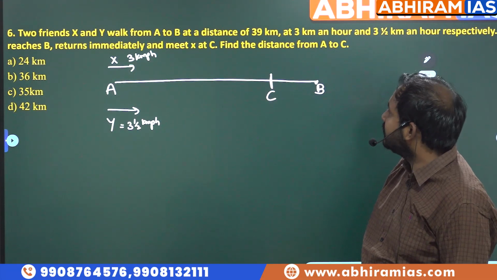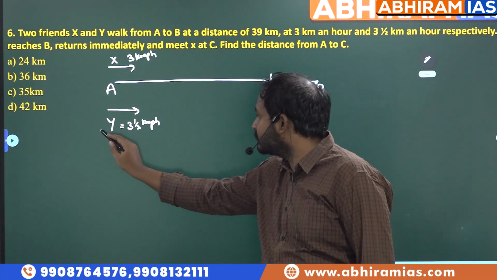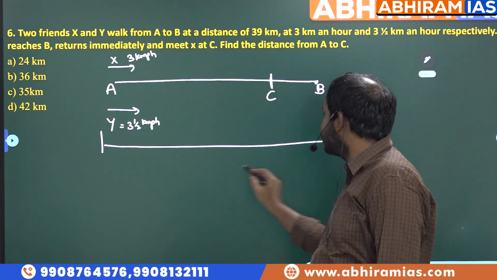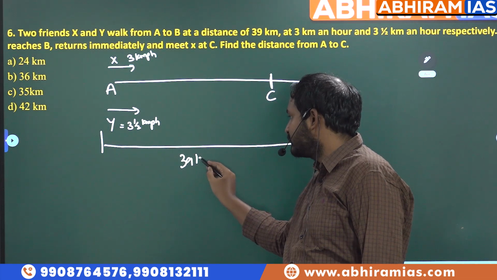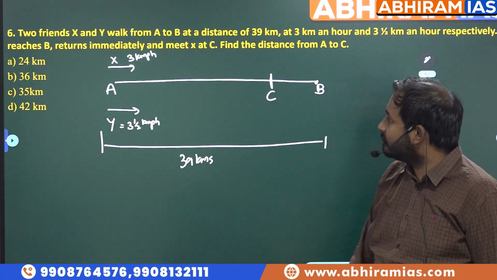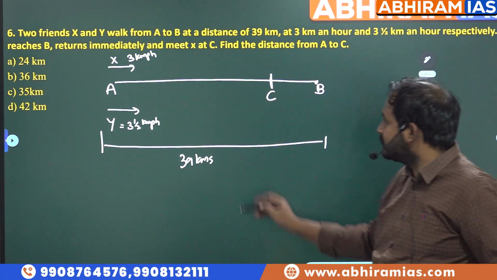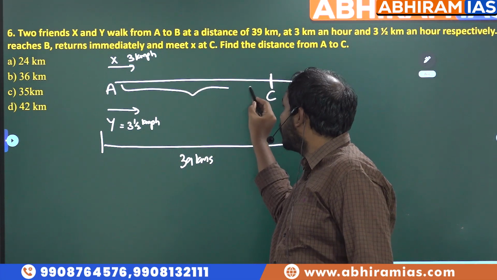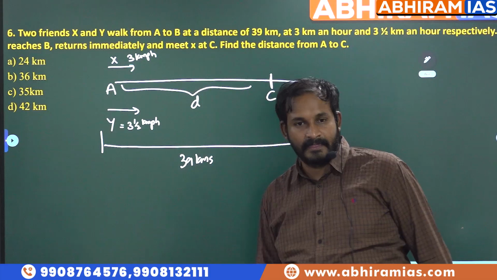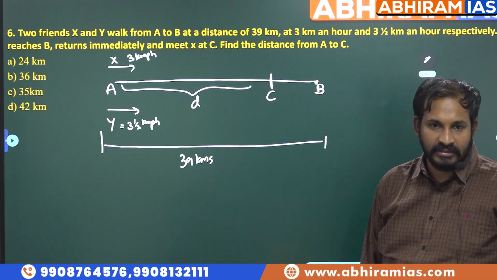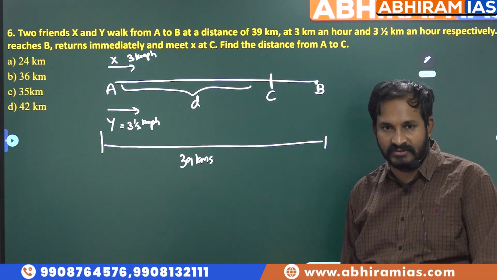Okay. Now what is the distance between A and B given for us, students? The total distance between A and B is 39 kilometers. And now what is our question? Find the distance from A to C. He asked us to calculate the A to C distance, so I will assume this as some D.